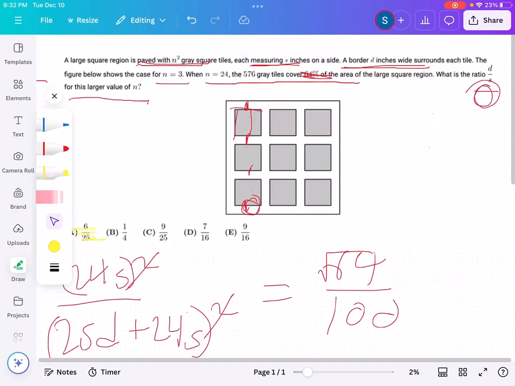And the main thing that you guys should take away is that making an equation and thinking through all the information is key.